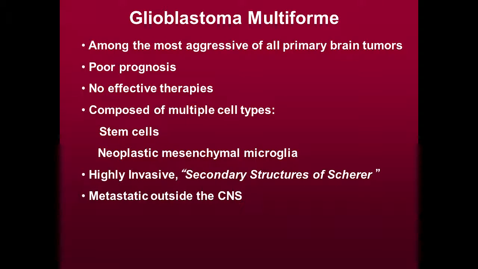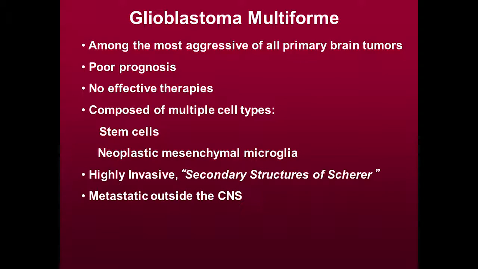And I'm going to demonstrate this with glioblastoma multiforme. Among the most aggressive of all primary tumors, poor prognosis, we know this, no effective therapies, composed of multiple cell types, consequently the term multiforme, because there's different forms of the cells. There are stem cells and neoplastic mesenchymal microglia in this gemisch of cells. The stem cells will grow like crazy, but they are not the cells that invade throughout the brain. They cause mass displacement of tissue.